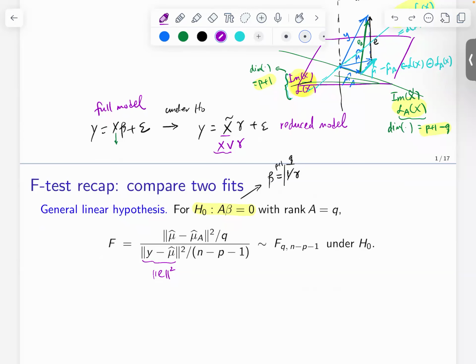If you recall, the numerator under the null would be essentially this squared divided by q, and the denominator would be I minus H times epsilon. So these are two different projection operators. Each one individually would be chi squared if I divide also by sigma squared, and they're going to be independent because the projections are orthogonal. And so that was roughly the idea. Anyway, so that's the F test. We have done it in great detail.